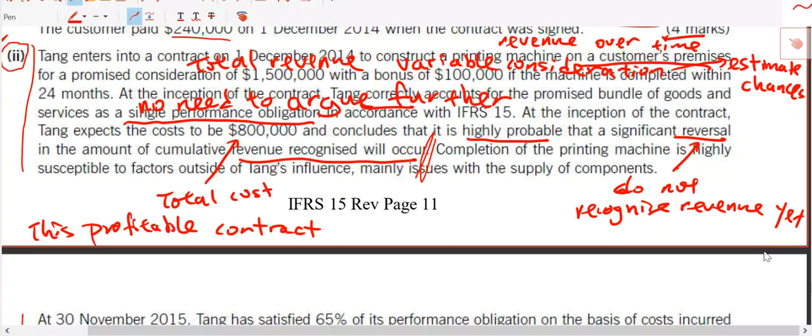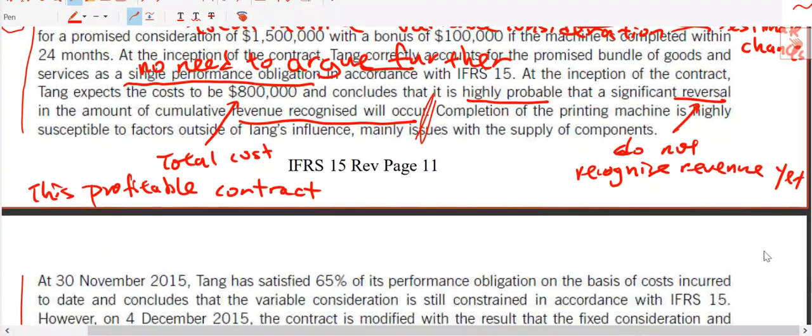Now, this happens to a lot of corporates now. They have problems getting materials, especially the computer chips. So yeah, they might have a lot of orders they cannot fulfill. So in this kind of case, we'll advise the company to not recognize the revenue yet, because you're also not confident whether you can earn them.